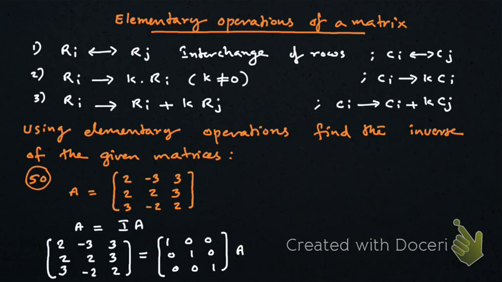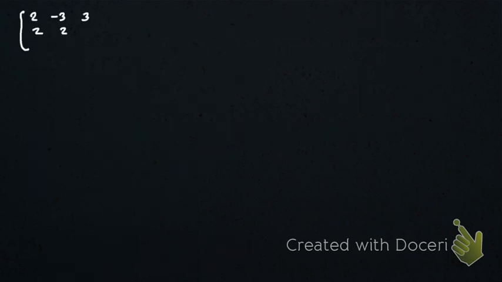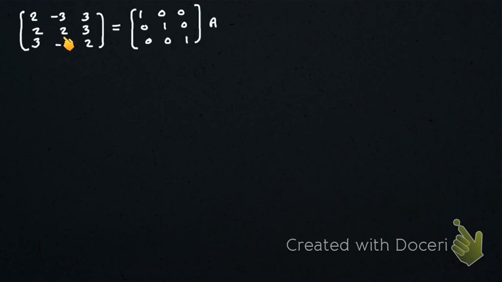Now I'm just going to copy this question one more time here. So I have the A matrix written as it is. I copied the A matrix, then I have the identity matrix, followed by A. So A is equal to I into A. Only thing is, I replaced A by its value. So A is equal to I into A.